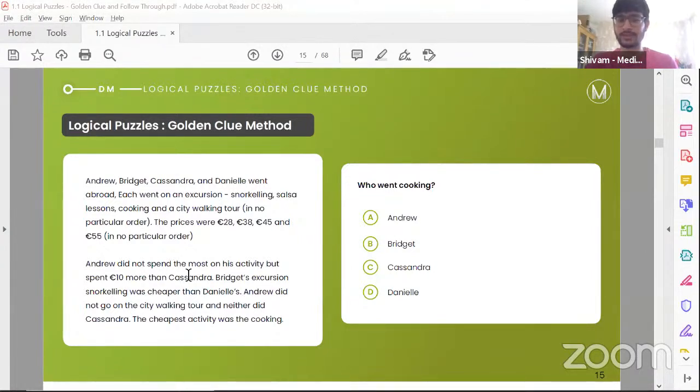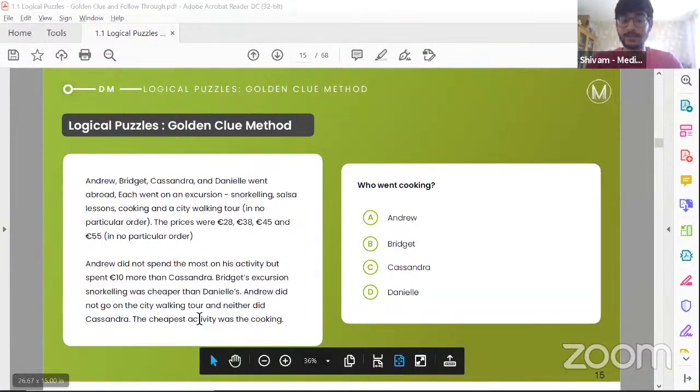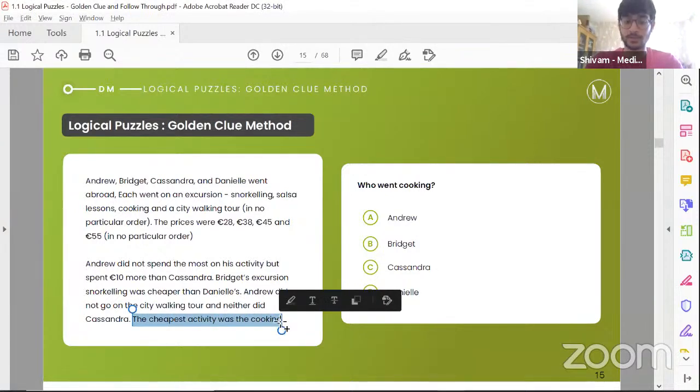So we have four sentences of information, which to me is too much. There's too much going on. It's very complicated. It seems like quite a difficult question to start off with, but I'm going to use the golden clue. And the golden clue here, I can see it there, black and white: the cheapest activity was cooking.